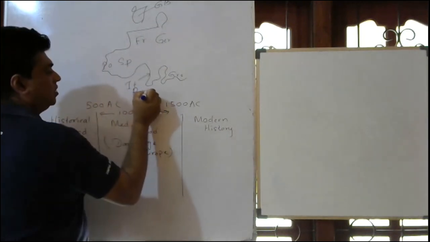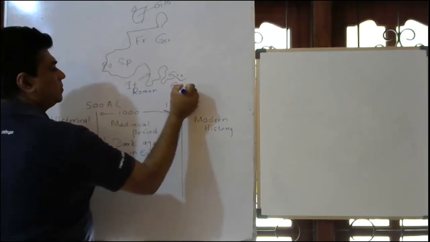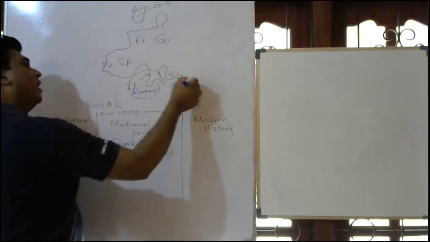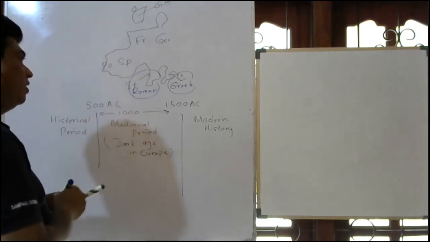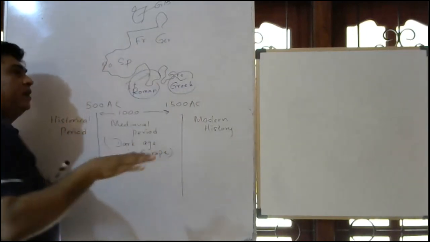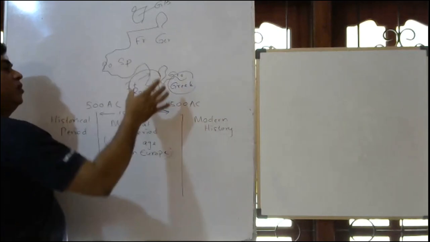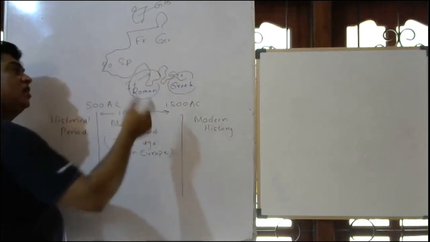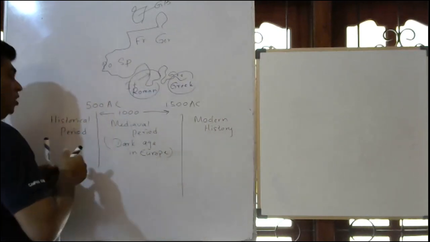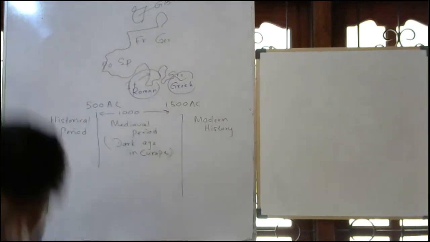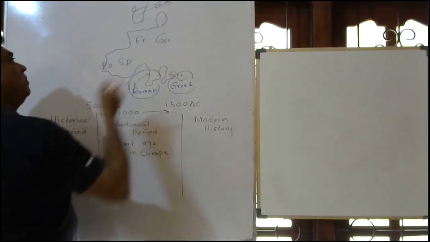Roman civilization and Greek civilization. Roman Empire and Greek Empire. When these Roman and Greek empires were so developed, at the time of that developed civilization in Rome and Greece, we can see that in these other areas there were tribal groups.